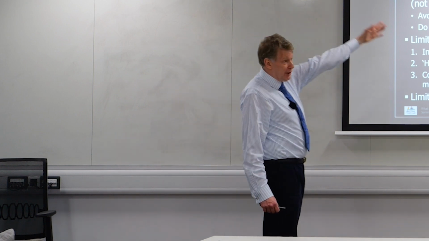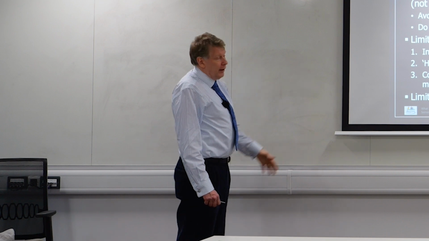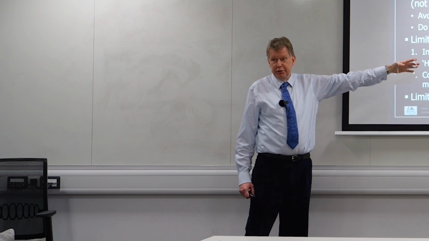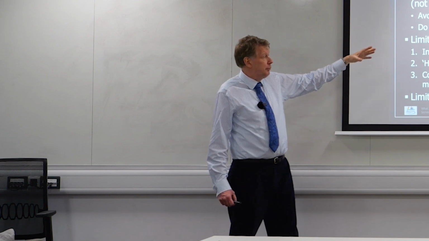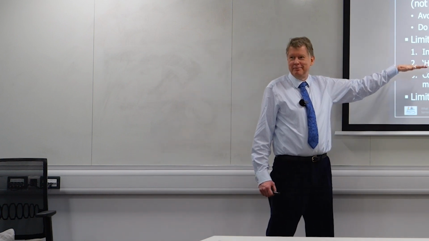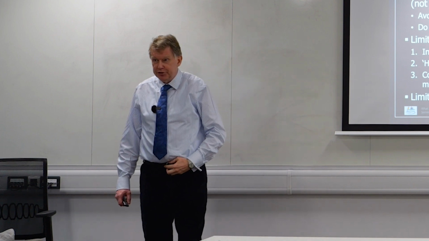So start a first sentence, what your manuscript is going to be about, without repeating the title, because that is boring. Don't repeat sentences from your manuscript in abstract or in the title. And do not distract readers. So if you want to have a concise introduction, write first what the topic is about, supported maybe, and the relevance of the topic from a theoretical, scholarly perspective and a practical perspective. Then start a paragraph with "however", because that is what you're going to talk about in the rest of the manuscript. And then about a third paragraph, the contribution to knowledge and how the manuscript is structured.